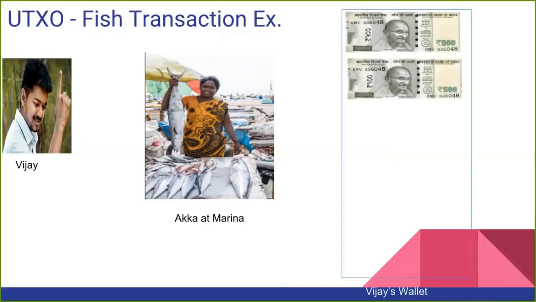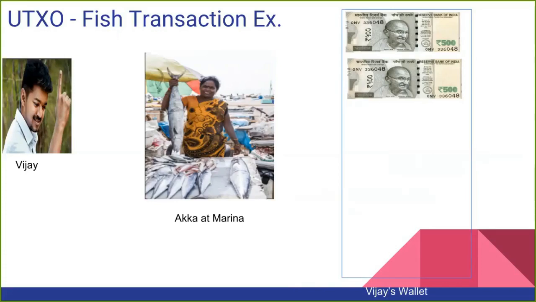Let's see the status of his wallet as well. So he has two 500 rupee notes as of now. When we look into the wallet, right now he has just two bills, two 500 rupee notes. I can also say that he has two UTXO right now in his wallet.